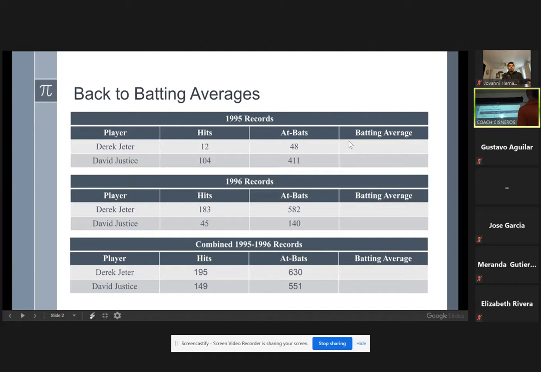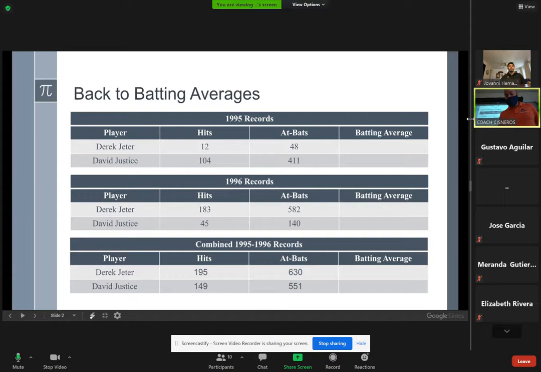Here's what I want you guys to do. I'm going to spread this out. Faith, will you tell me Derek Jeter's batting average in 95? Calculate that with your calculator. All you have to do is divide hits by at-bats. Claudia, will you do David Justice in 1995? Draven, will you do Jeter in 96? And Adrian, will you do Justice in 96? Hits divided by at-bats. You guys at home, I just want you to watch and follow along. This little lesson will take about 20 minutes or so.